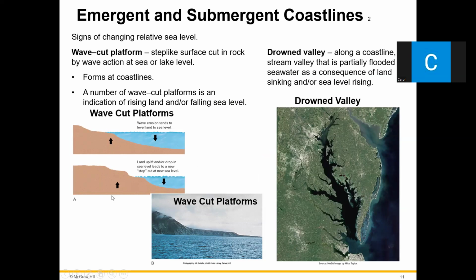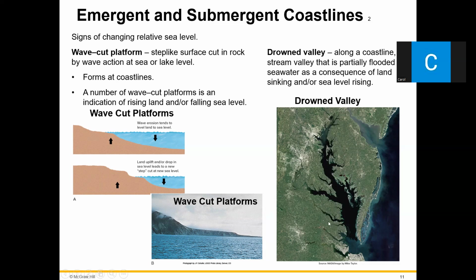In an emergent coastline, you can see the historic beaches and berms. We call those wave cut platforms, and here's a little picture of one. And drowned valleys. This is where sea level rises. This is just like a river valley. You'll see them up in glacial areas, those glacial valleys, and then the water comes up into that valley.